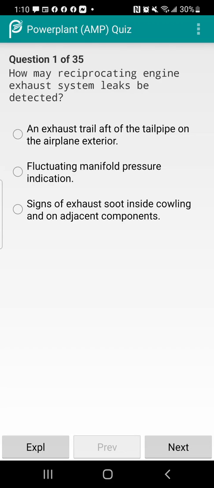How may reciprocating engine exhaust systems leak be detected? Signs of exhaust soot inside cowling and adjacent components.